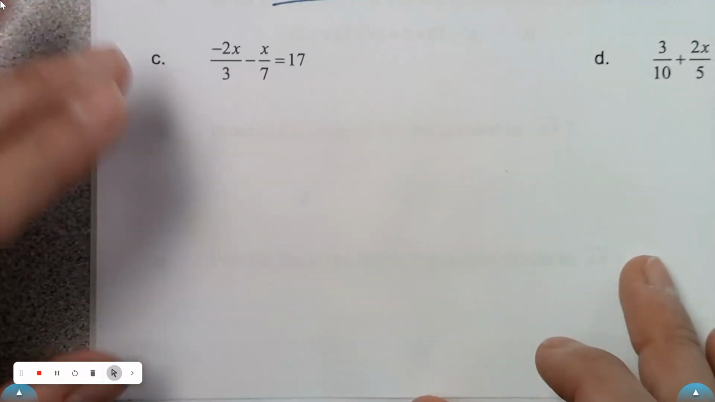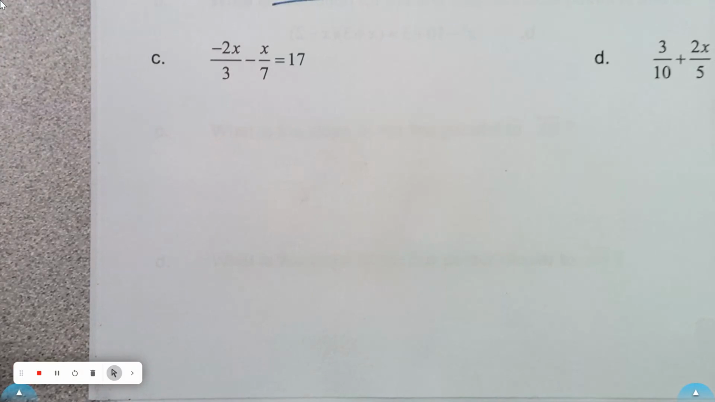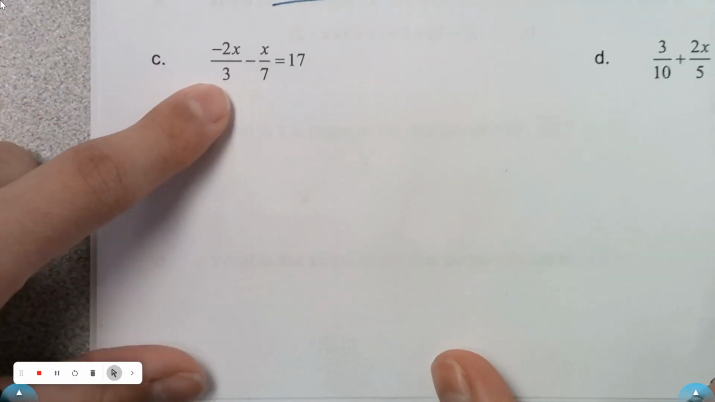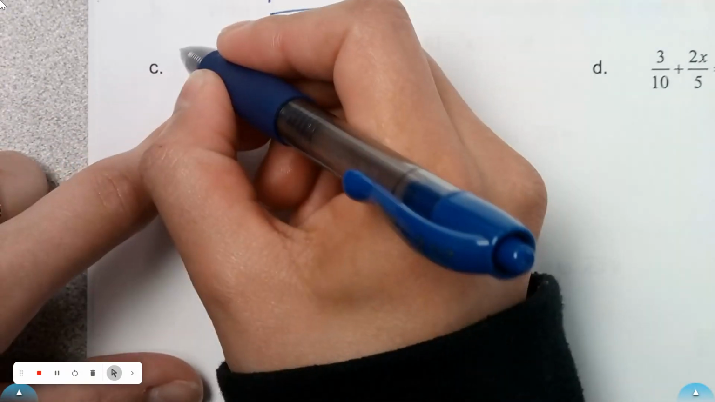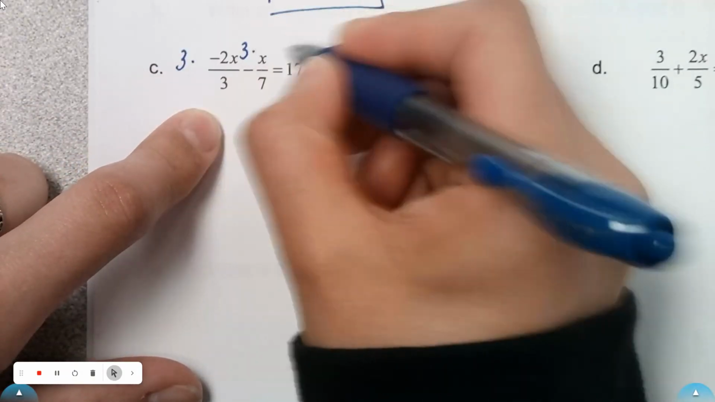All right, letter C. So for letter C, you'll notice that you have 2 different denominators. So you have a 3 and you have a 7. So it doesn't matter how many different numbers you have on the bottom, it will just tell you how many times we have to repeat the process. So essentially, whichever number comes first is the one that I multiply by first. So the 3 comes first, so I multiply everything by 3.